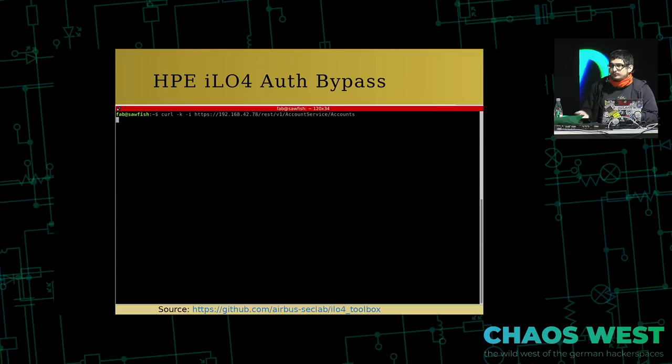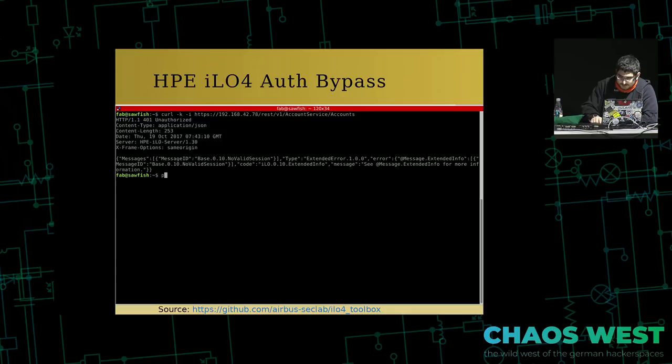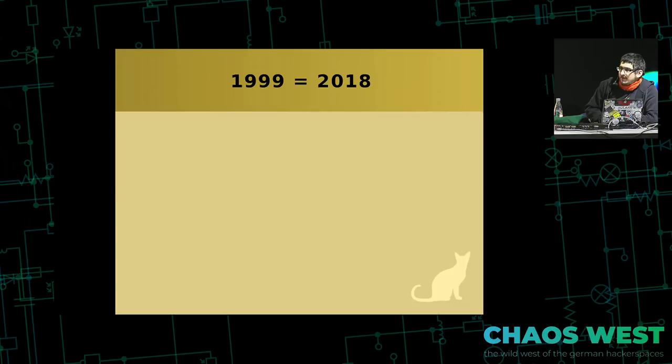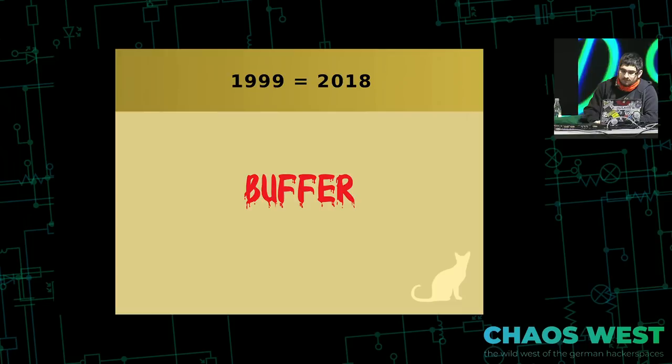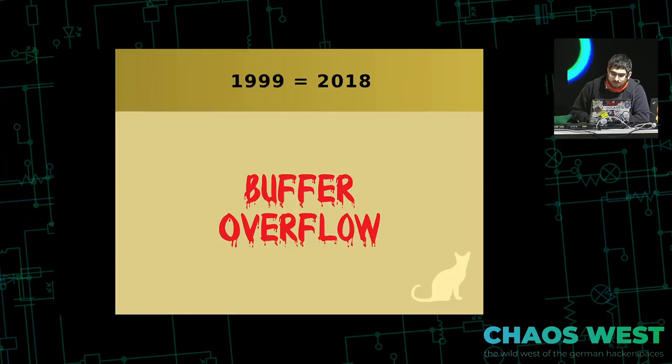Yeah, the problem is, you see this equation, 1999 equals 2018. Mathematically, it's not quite correct, but in IT security, it is, because in both cases, it was a buffer overflow, which caused the bug. A buffer overflow is an IT security bug: they managed to overwrite the data, and they could access administrative accounts. Let's get to the next category.